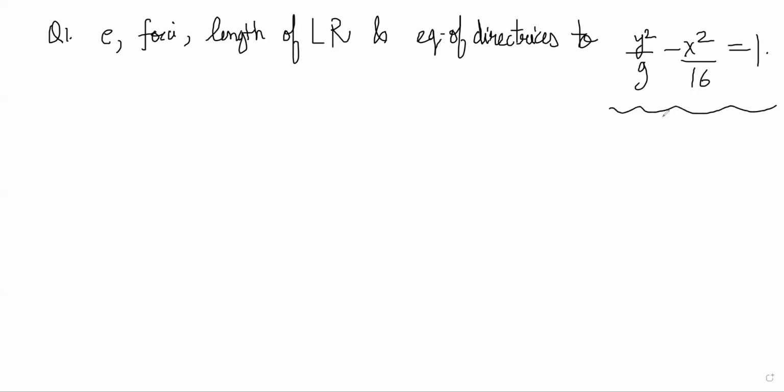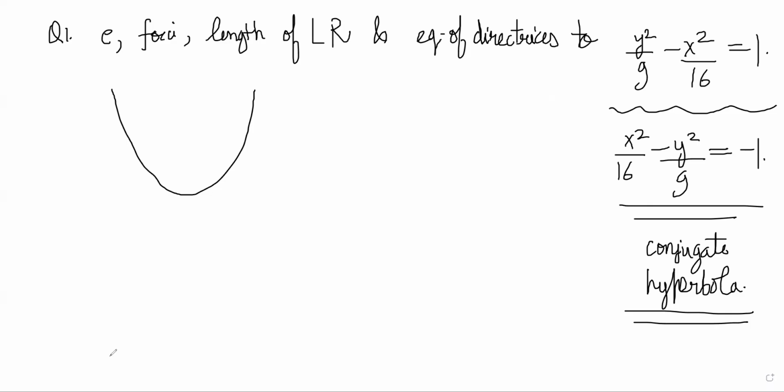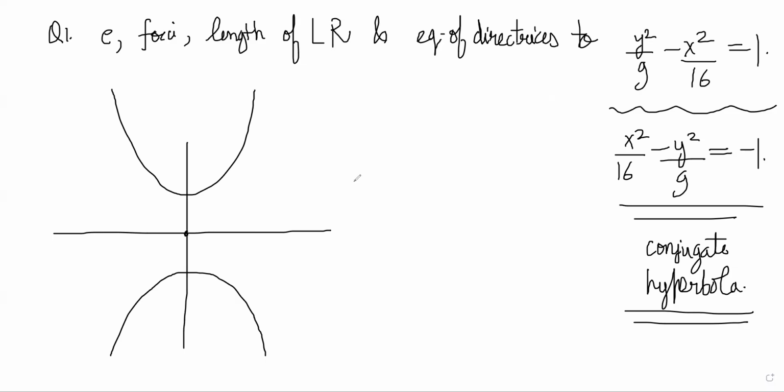So clearly, this equation can be written as x square by 16 minus y square by 9 is equal to -1. So this is a conjugate hyperbola. You can see that there is a -1 here. This is a conjugate hyperbola. And as we saw earlier in the theory, it will look like this, the conjugate hyperbola, right? And the normal transverse axis is now the conjugate axis for this. The center of the hyperbola is obviously going to be 0, 0.